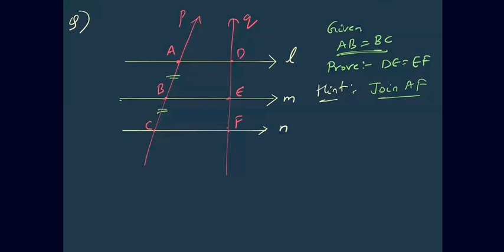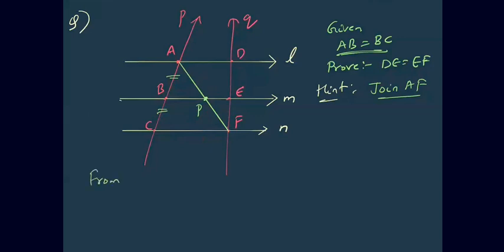Fine, so let us discuss. Let us join AF. If I join this AF, let us say AF meets the line M at some point P. Now consider the triangle ACF. In this triangle, B is the midpoint of AC and BP is parallel to the side CF, right? Since B is the midpoint of AC and BP is parallel to CF, then P must be the midpoint of AF, by the converse of midpoint theorem.